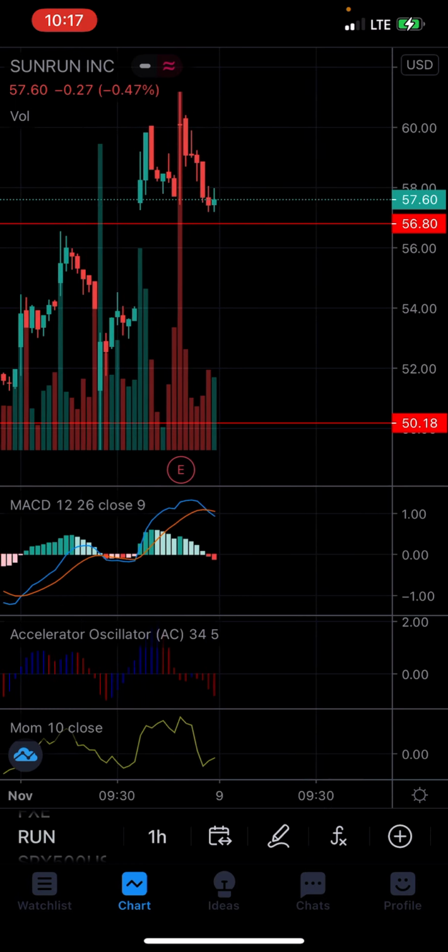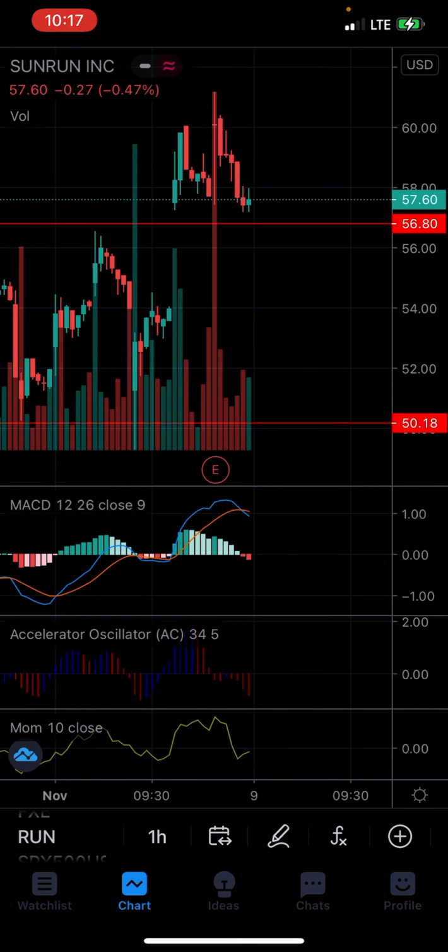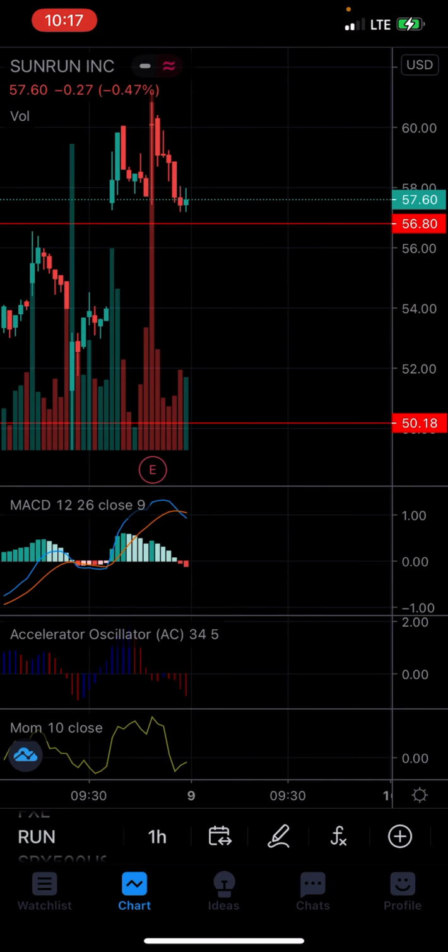The 1 hour chart is actually showing us it's bearish. It's trending down, and we just crossed. The red line just crossed the blue line, and we're in bearish territory for the MACD. So this indicates that more than likely we might head down and retest that $56.80 level.